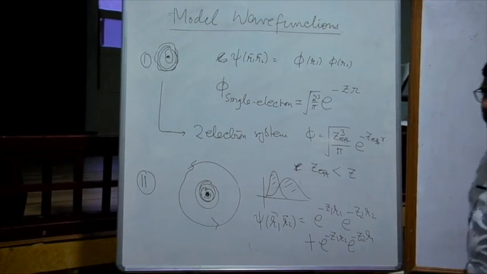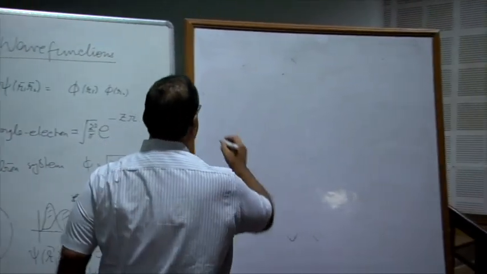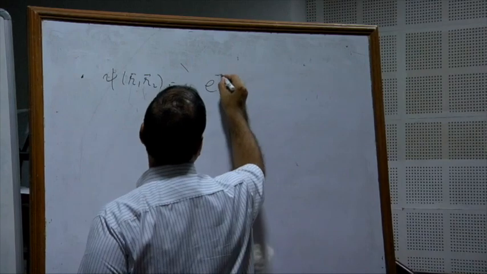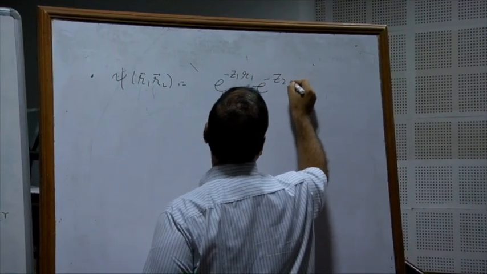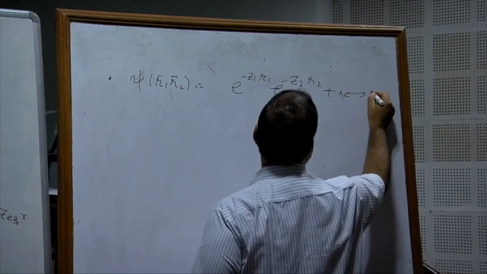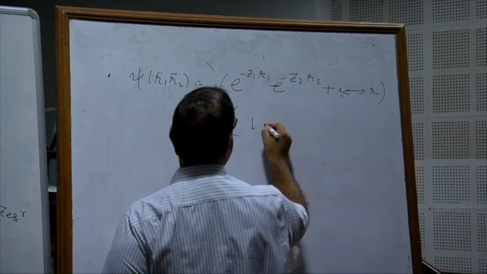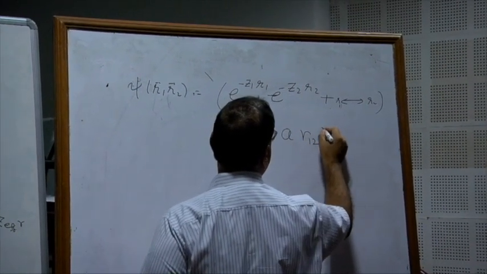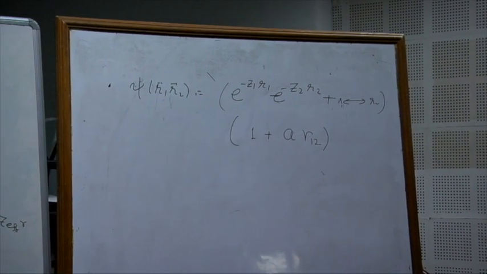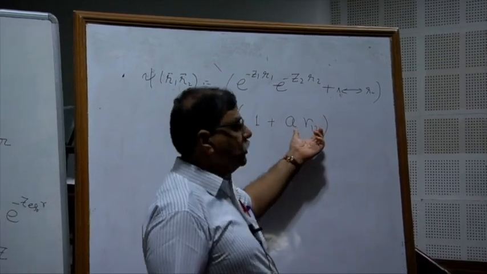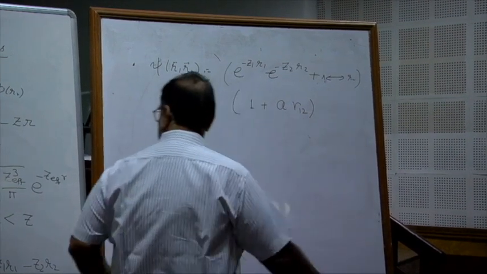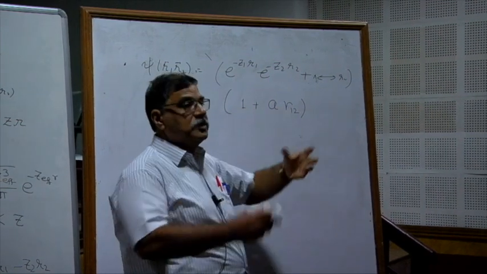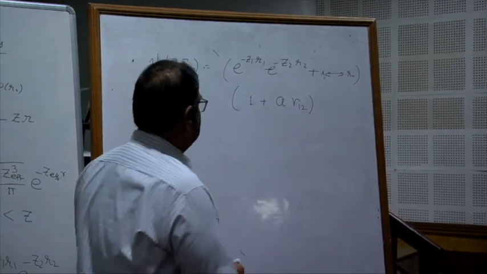if there is some repulsion left, I can go further and say the third model. Psi(R1, R2) is equal to this, e raised to minus Z1 R1 e raised to minus Z2 R2 plus the R1 R2 symmetric term, times 1, and they're still repelling. Some constant, let's write this constant as A R12, so that the wave function becomes relatively larger if R12 is larger. That means if the distance between two electrons becomes larger, the wave function becomes larger, that probability becomes more. And if it is zero, that probability is low, and then it keeps on increasing as they go farther and farther apart. Okay, that's another model.